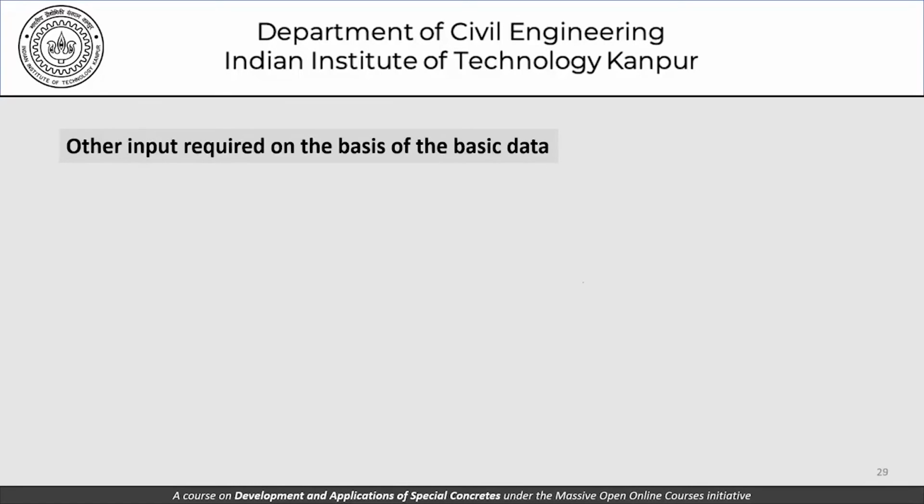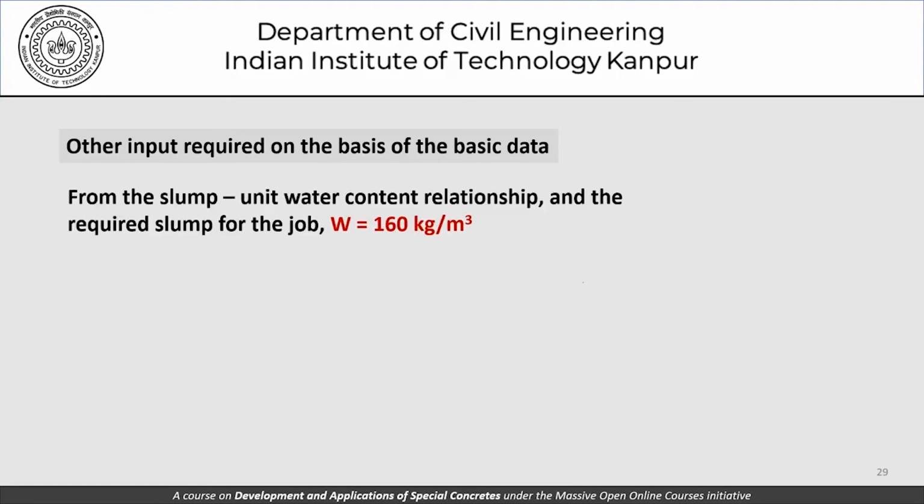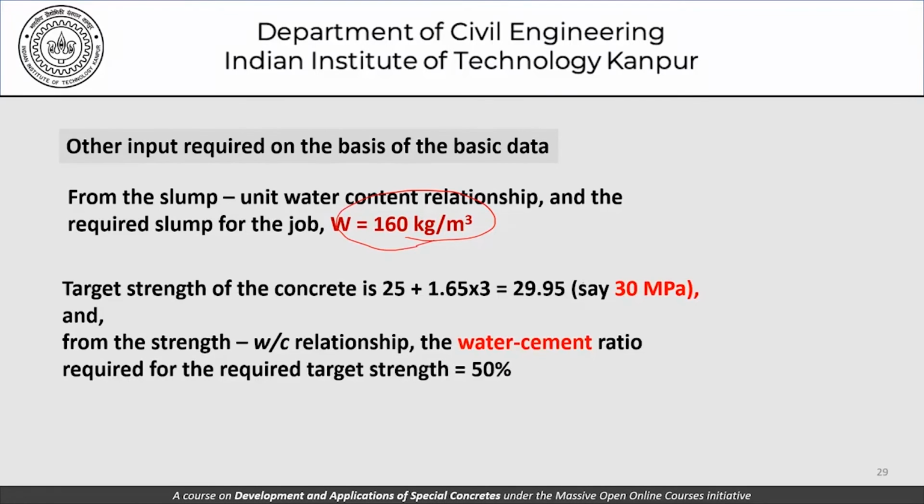Other input that is required for the proportioning exercise, which becomes available to us or had better be available to us on the basis of the basic data. The first thing is, from the slump unit water content relationship and the required slump for the job, we should be able to get the water content. That is something which should be known to us, or we'll have to assume something. The target strength for the concrete is 25 MPa, which is the characteristic strength, plus 1.65 times 3, which is the standard deviation. That gives us the strength of about 30 MPa.